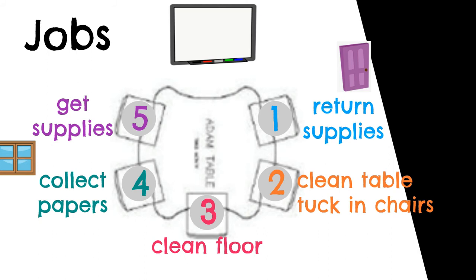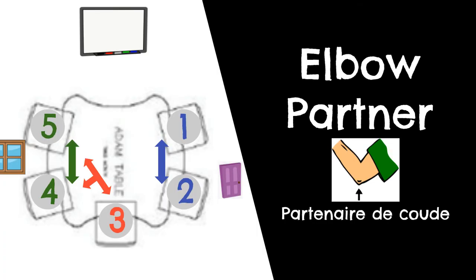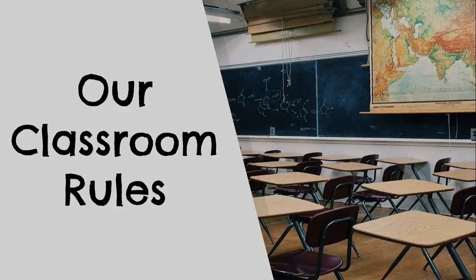Okay, just a few reminders depending on where you're sitting. Person number 1, you're returning supplies. 2, make sure you clean the table, tuck in the chairs. Number 3, you're cleaning the floor. If you're person number 4, you're collecting any papers. And person number 5 is getting supplies for us. Remember, your eyeball partner is across the way, and your elbow partner is the person that you can poke with your elbow at your table.